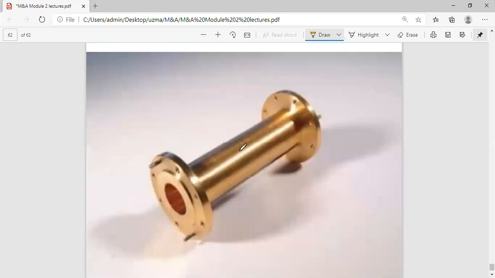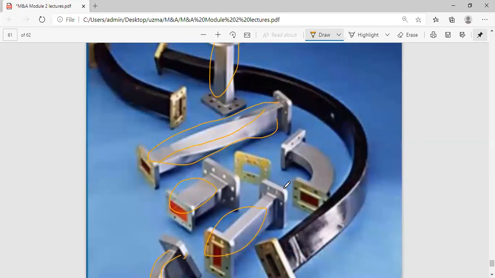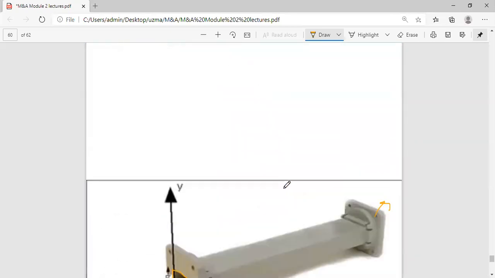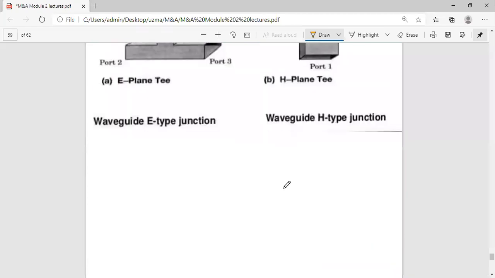And this is your circular waveguide. So these different waveguides are available in your laboratories. You can have a look once you enter your laboratories. So I hope you now know what the different waveguides available are.